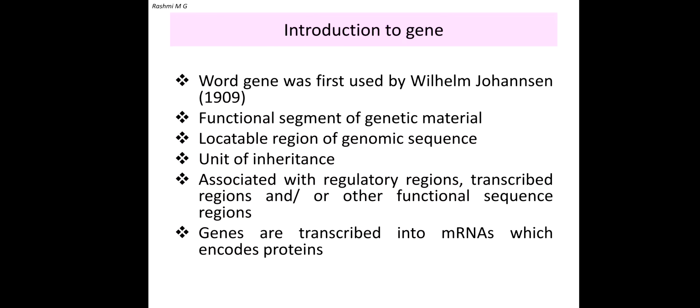So where are these genes present in them? In the genetic material, these genes are the functional segment which has a particular function to perform, which has the expression of a character or a trait to be expressed in the organism. So it is a locatable region of the genomic sequence. It is a unit of inheritance. So these points help us to know it is functional, it is locatable and it is inheritable.